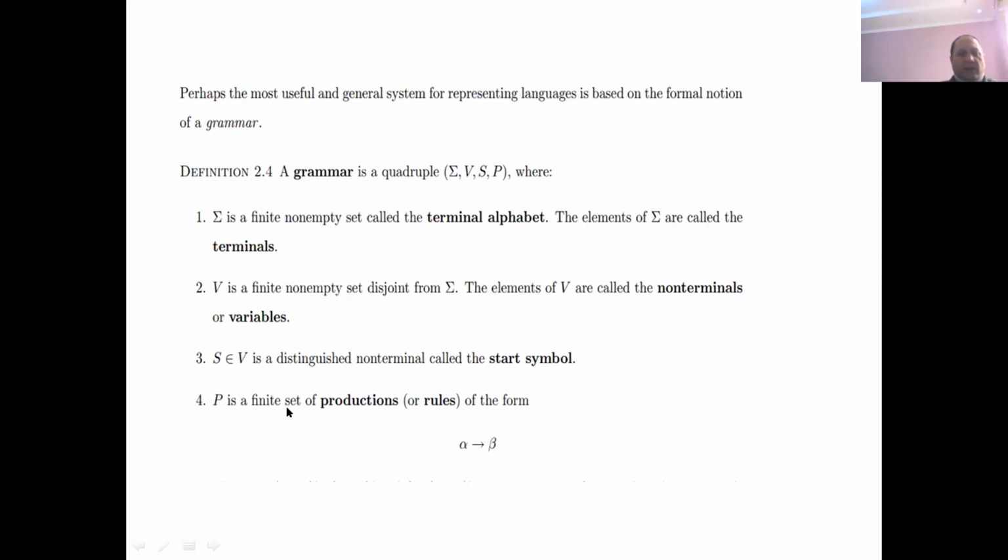So P is a finite set of productions of the form alpha to beta. This one is, as you know from discrete mathematics or mathematical logic, a formula called implication: formula B follows from formula A. From formula alpha follows formula beta.